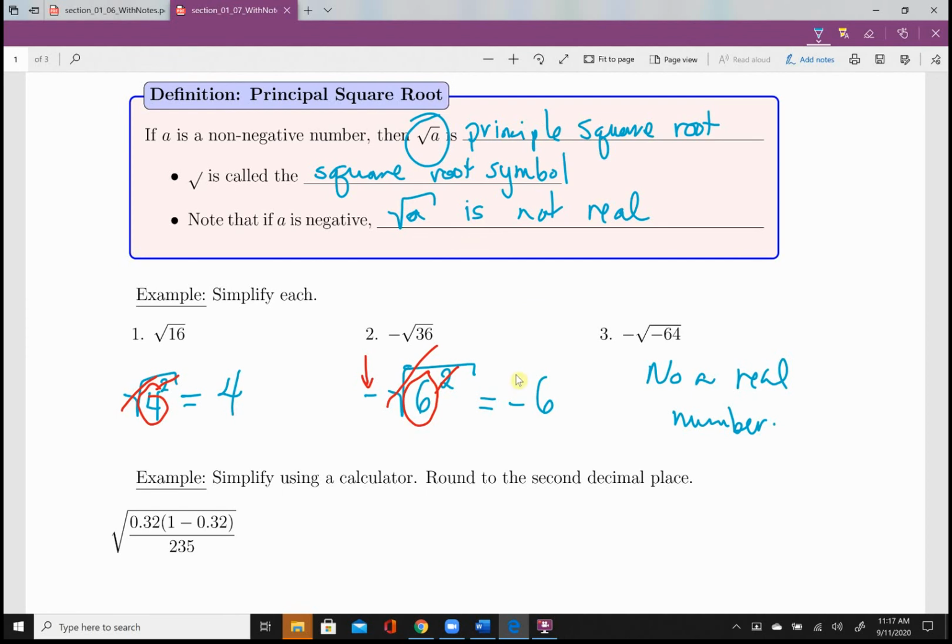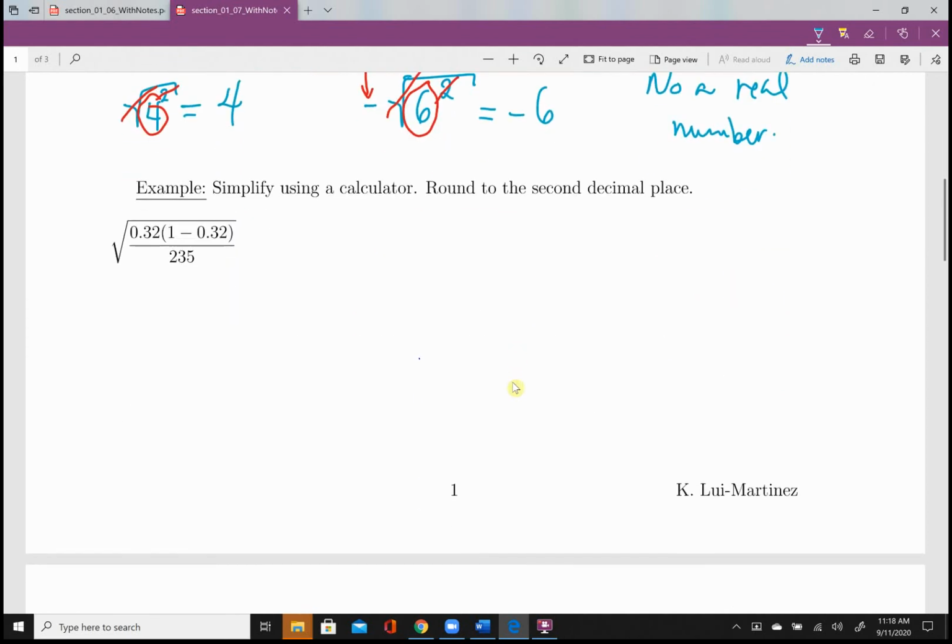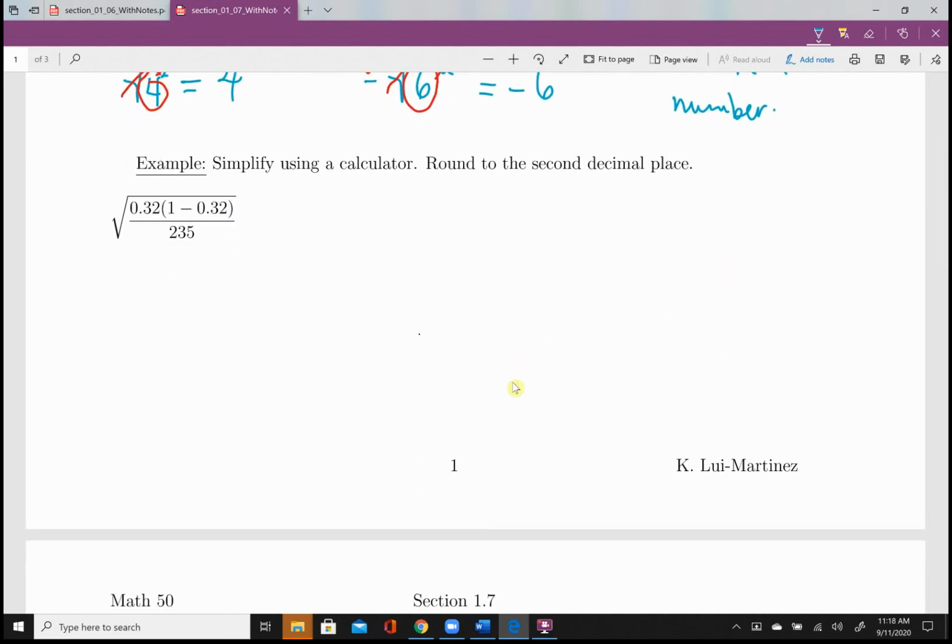So we'll move on. In this next example, we want to practice using our calculator.